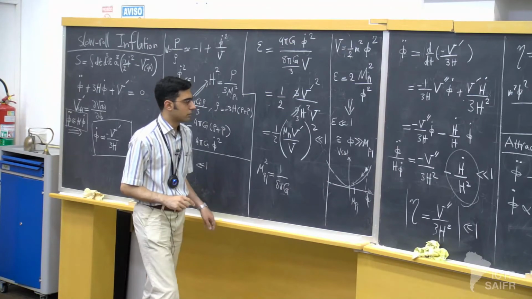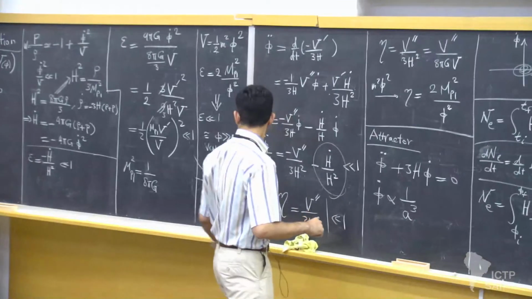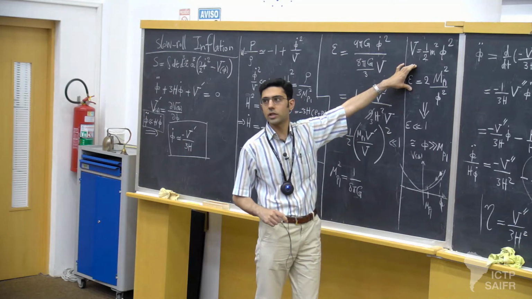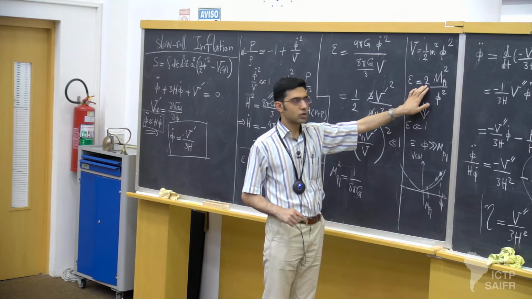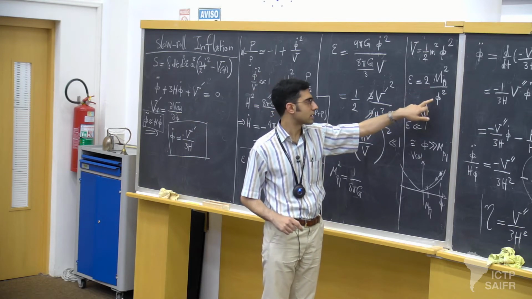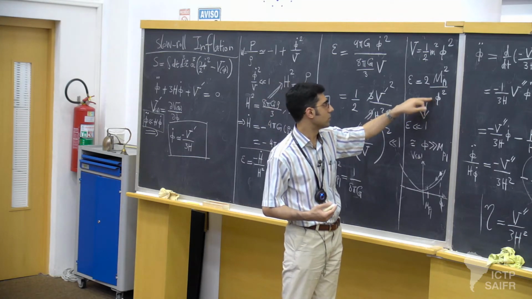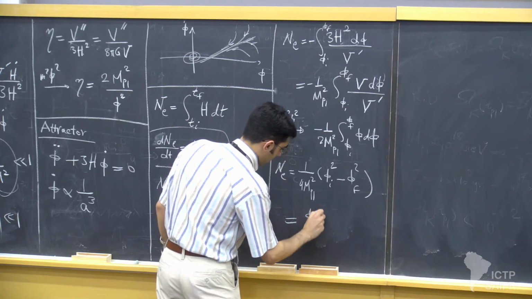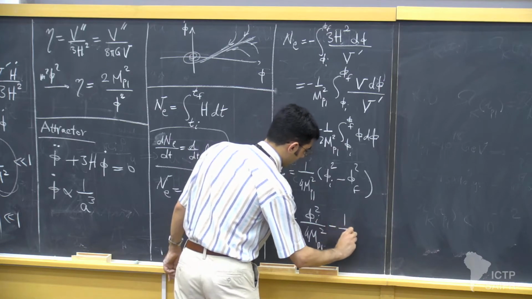Now let us say we want to end the inflation when epsilon is 1. So here we are. We have m squared phi squared, and epsilon for m squared phi squared is given by this expression. So if we want epsilon to be 1, it tells us that phi squared at the end of inflation has to be twice m Planck squared. So this is phi I squared over 4 m Planck squared minus 1 over 2.